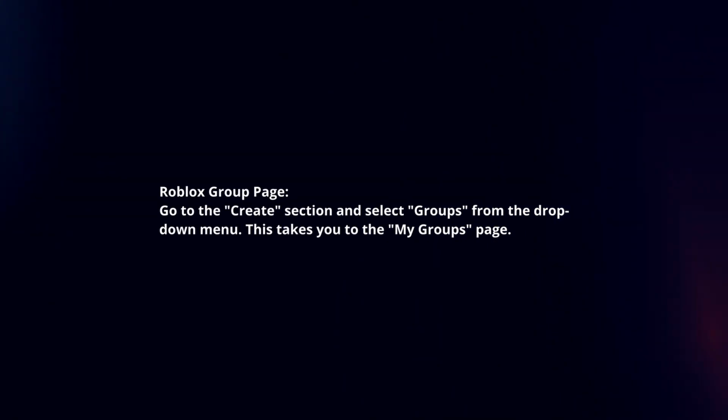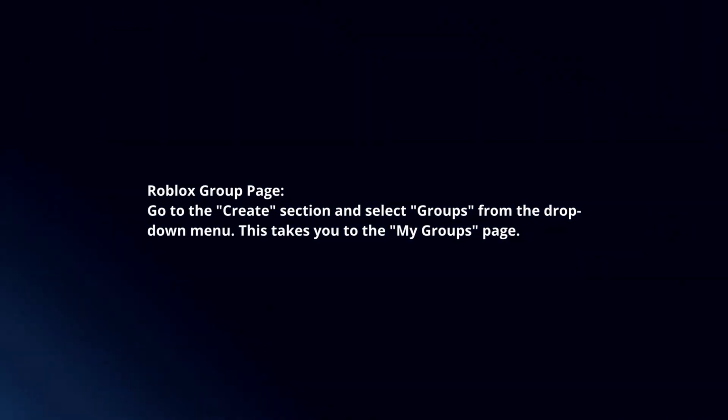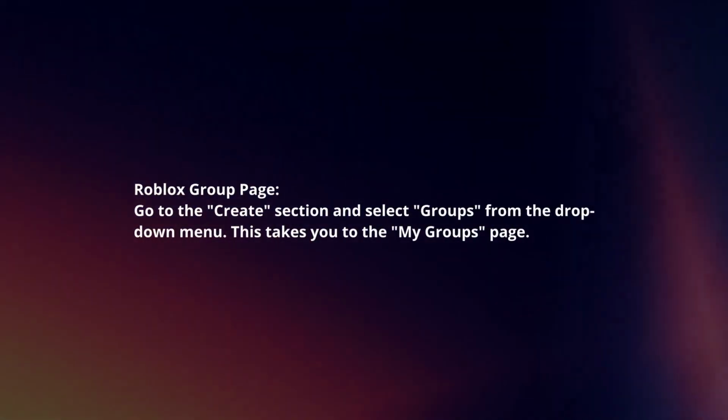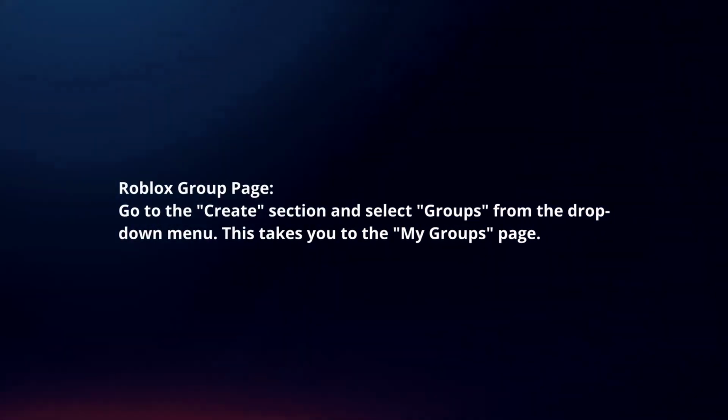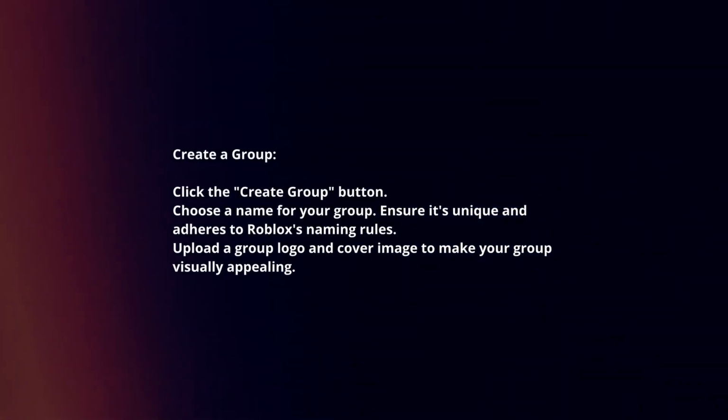Roblox group page. Go to the Create section and select Groups from the drop-down menu. This takes you to the My Groups page. Create a group. Click the Create Group button.